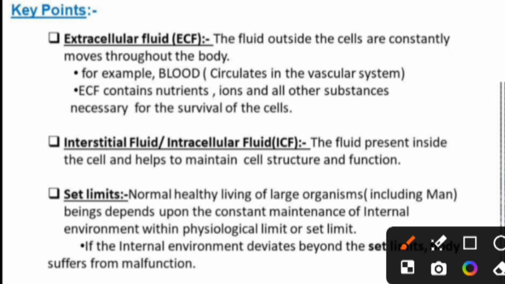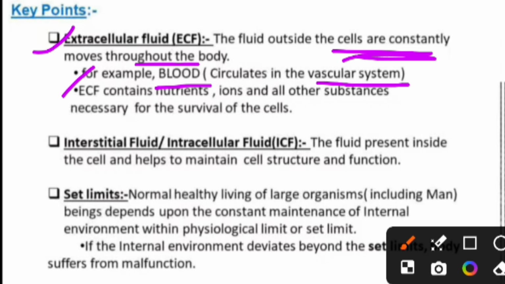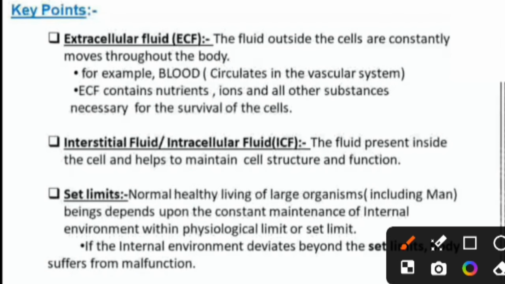Extracellular fluid, also called ECF: E for extra, C for cellular, and F for fluid. The fluid outside of the cell constantly moves throughout the body. For example, blood circulates in the vascular system. ECF contains nutrients, ions and all other substances that are necessary for the survival of the cell.